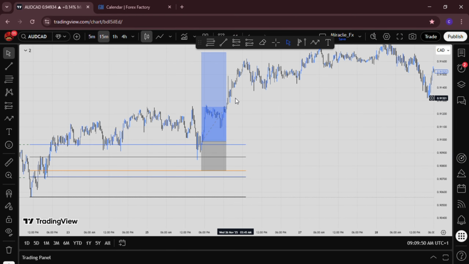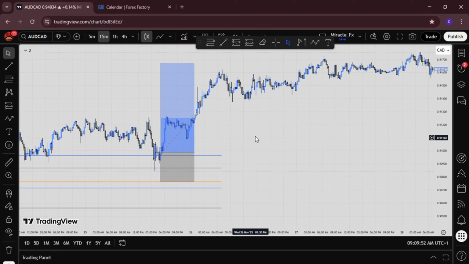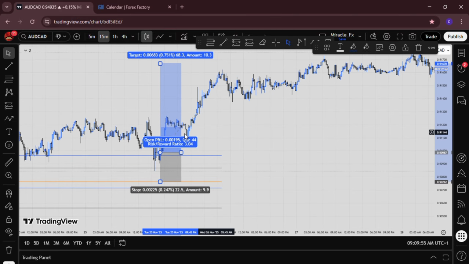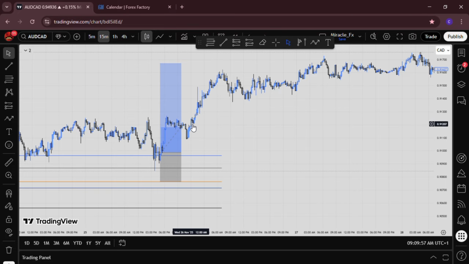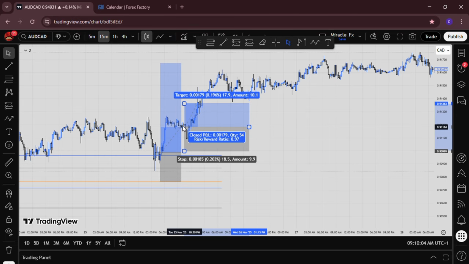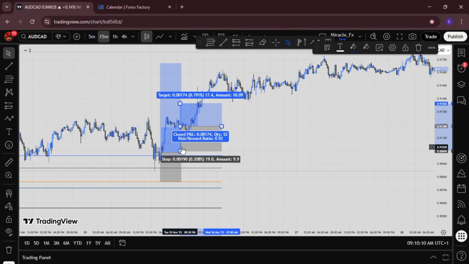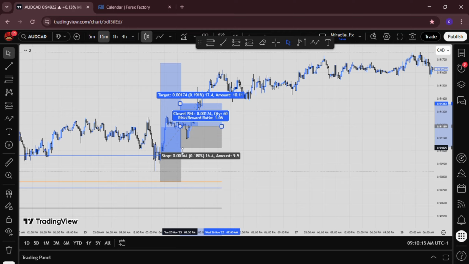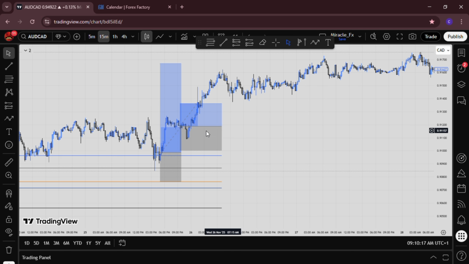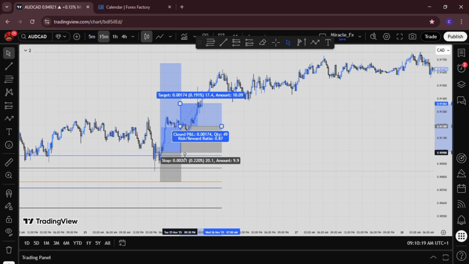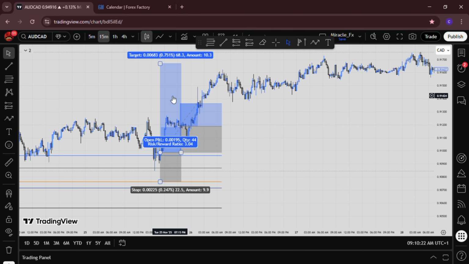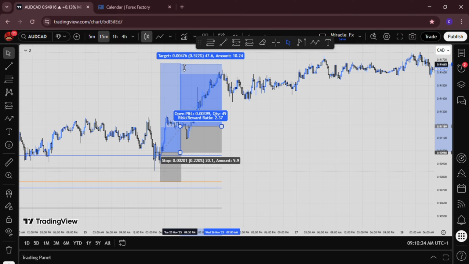How do I scale up? Once price moves, I get this retracement here. I'll enter maybe somewhere here. Set my stop loss. I'll set my stop loss at my entry. And then I'll still target my take profit.